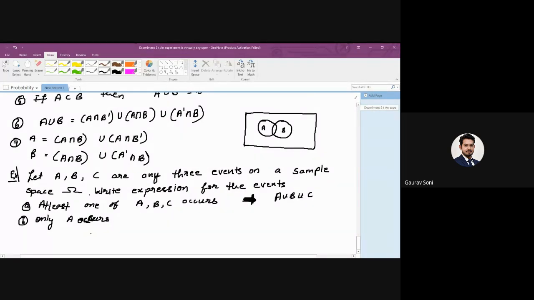Only A occurs. A union B intersection C? Why? Be quick, this is not so difficult. Your outcome should be only in A. It cannot be in B, and it cannot be in C.